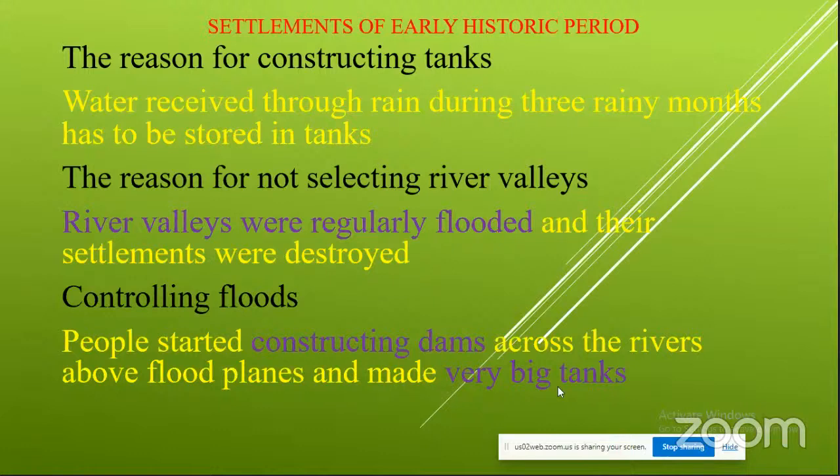How did they control floods later on? When they came to the time period of the kings, they started learning how to construct dams across rivers, and excess water was collected in very big tanks. Now these are not the village tanks. Village tanks were constructed to store some water for the needs of the village. Large tanks were constructed across rivers to store excess water, and then they controlled floods, and that excess water was used during the dry period, right?